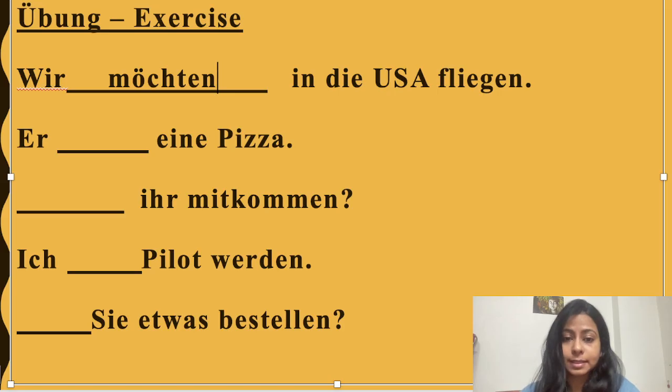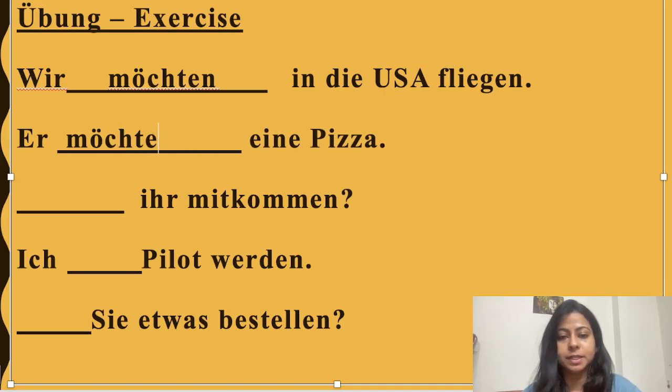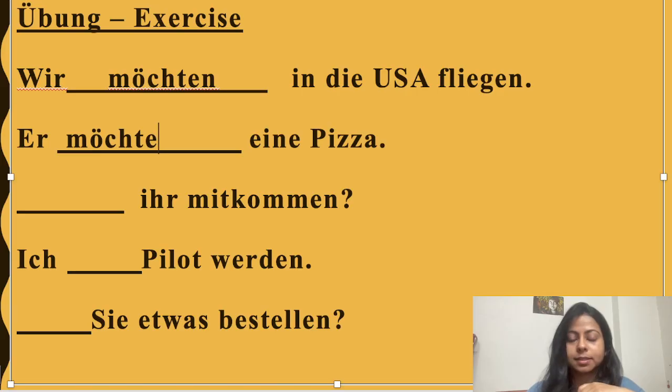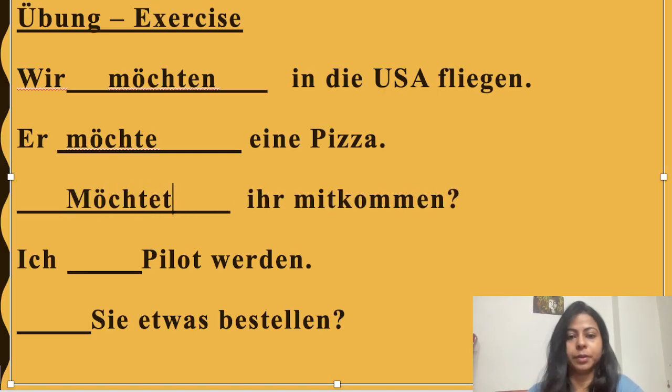Now, the second sentence is: blank eine Pizza. What would be the correct conjugation here? The correct conjugation would be möchte. Ich möchte eine Pizza. The third sentence is: blank ihr mitkommen. What would be the correct answer? The correct answer would be möchtet. Möchtet ihr mitkommen?